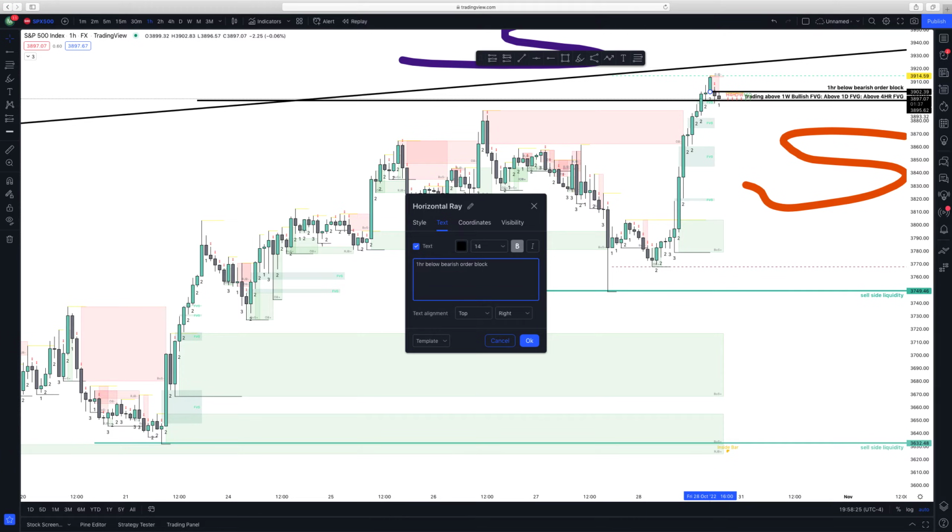So I know if it continues trading below this bearish order block on a 1-hour time frame, it is definitely going to go fill the imbalance, which is way down towards 38.45 on the lower time frame.